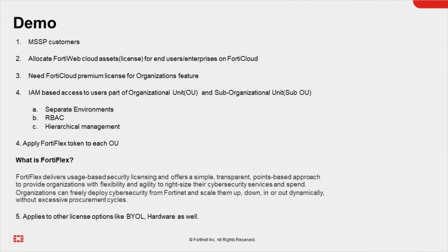Here is a demo overview where we'll cover the MSSP customer use case. We will allocate FortiWeb Cloud assets and licenses, which is also a FortiFlex token, for end users and organizations through FortiCloud. We will create IAM-based access for users that are part of organizational units and sub-organizational units. The IAM-based access control will help to separate environments, give RBAC control, and provide hierarchical management. And then finally, we will apply a FortiFlex token to each of these organizational units or sub-organizational units.